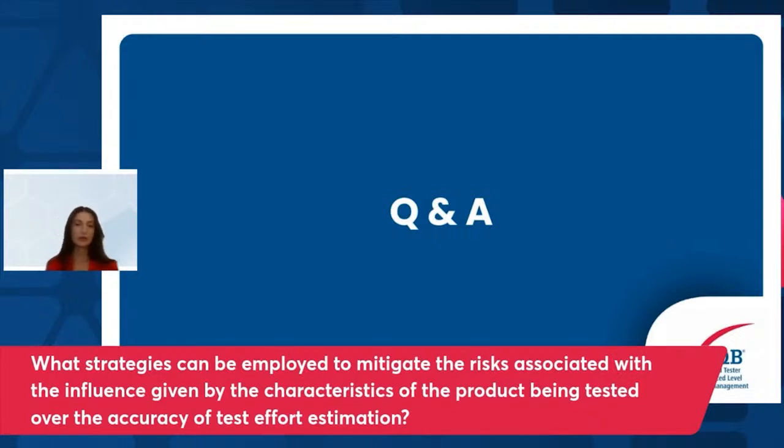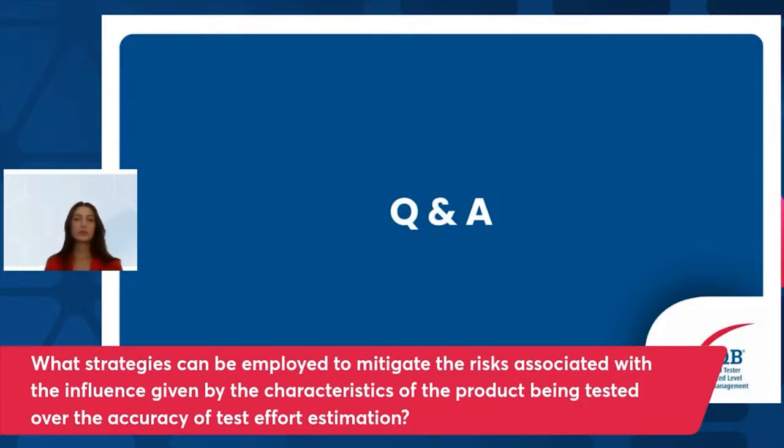This could be early risk assessment. This strategy basically identifies high-risk areas in the product that might require more testing effort and factors these into the initial estimate. Use of historical data. In this way, you leverage data from previous projects of similar size and complexity to refine estimates. Iterative estimates. As more information becomes available during the project, the estimates should be revised iteratively to ensure they remain accurate.